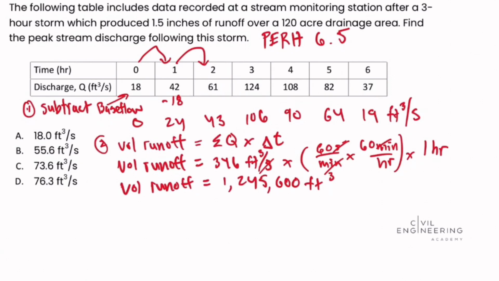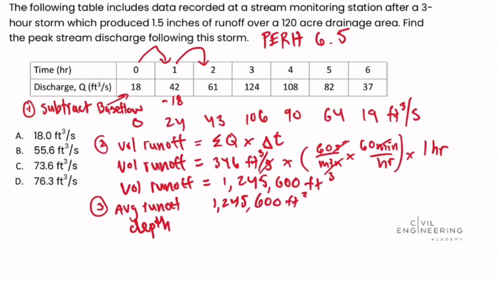Then in step 3, we're going to calculate our average runoff depth. Again, we don't see any specific equation to calculate this, but we know that we can calculate the depth by taking the total volume, which we found in step 2 to be 1,245,600 cubic feet, and dividing that by our area. And so, what's the area?